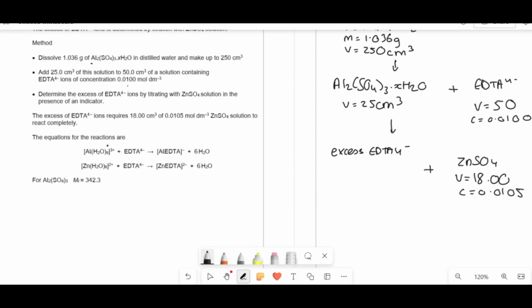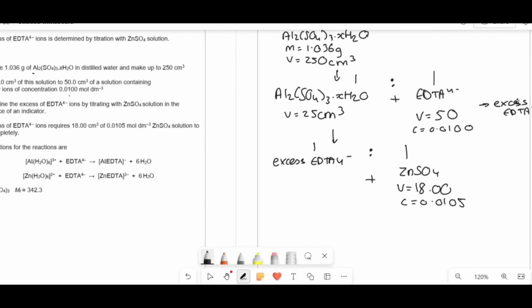So the equation for this reaction is this, Al(H2O)6 plus EDTA4- gives you this and this, right? So this Al2(SO4)3, if you dissolve it, it's going to make that complex. So we know it's in a 1 to 1 ratio. Okay, so 1, 2, 1. Now, this is the EDTA4- reacted with the Zn, and EDTA4-. It is in a 1, 2, 1. And actually, while we're here, the excess EDTA will also just be whatever's left over as well.